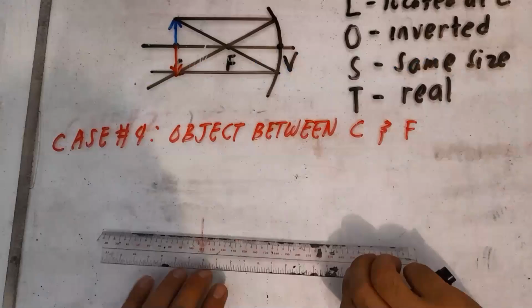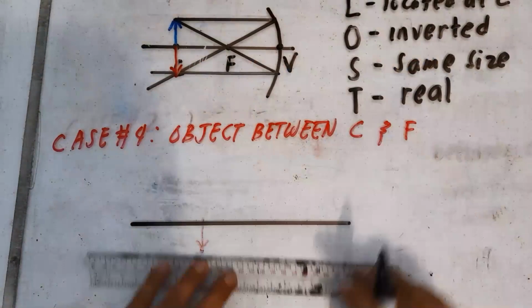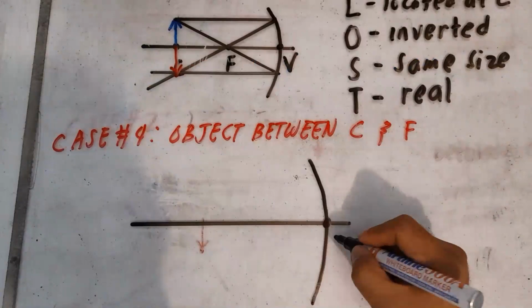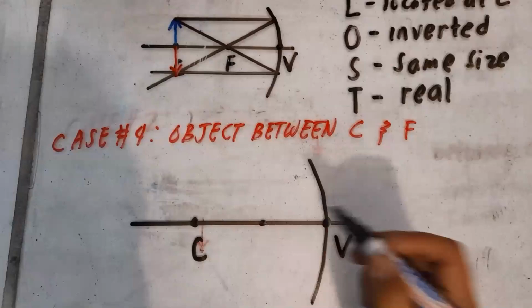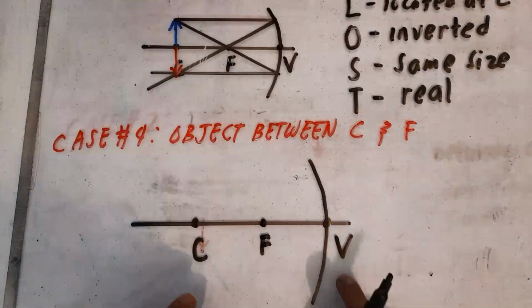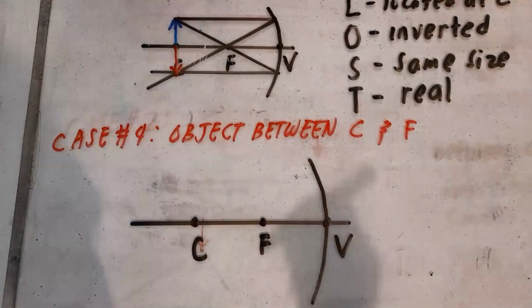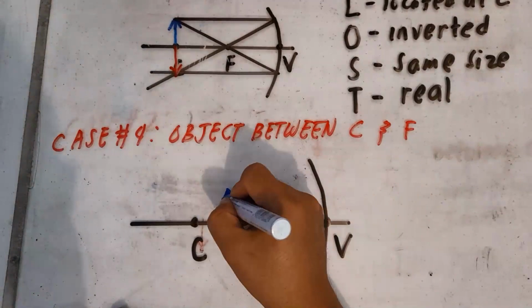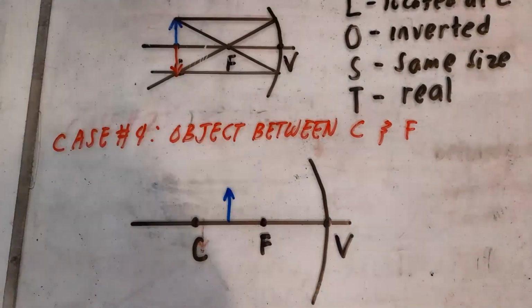Again, let us start by drawing our principal axis and then our mirror. Locate the vertex, the center, and the focus. Remember that the focus is directly at the middle of the vertex and the center. And according to case number 4, the object is between the center and the focus. So let us draw our object here, somewhere in between the center and the focus. And let us do the light rays.